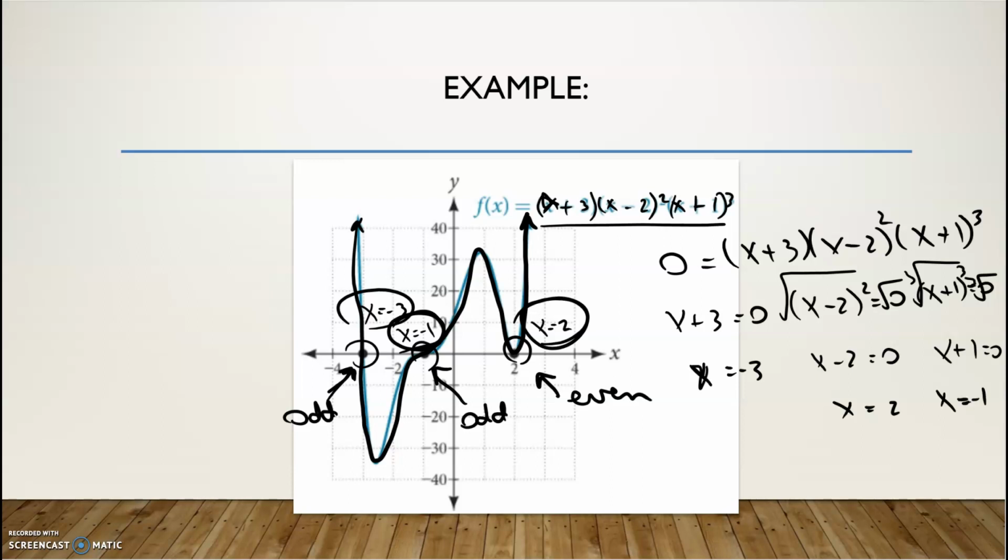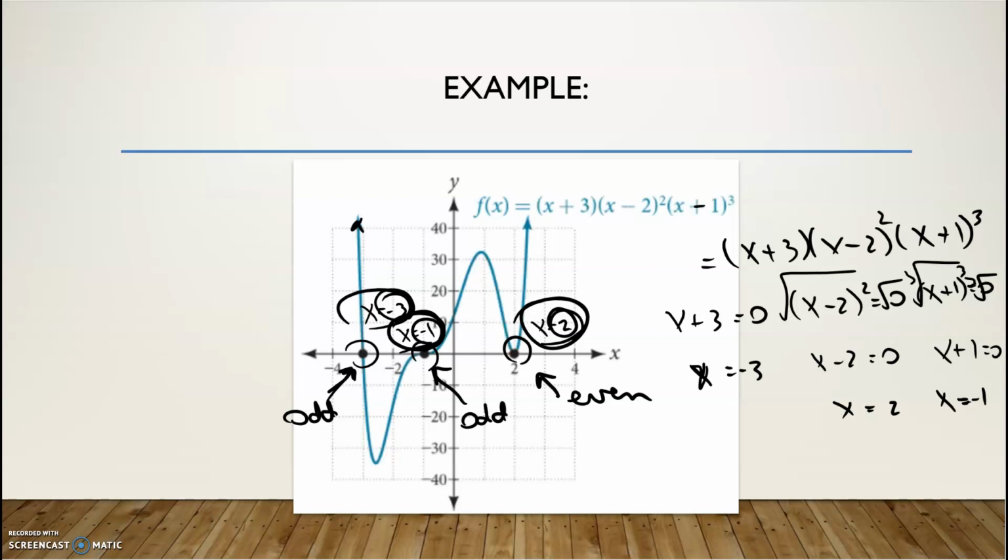Now notice this is negative 3, but inside here it was positive 3. This was negative 1, inside here it's positive 1. This was positive 2, inside here it's negative 2. Just keep that in mind when we're solving for these later. Now notice the multiplicities are what these are raised to. So let me change this to f of x. This is raised to 1. This is raised to 2. This is raised to 3.